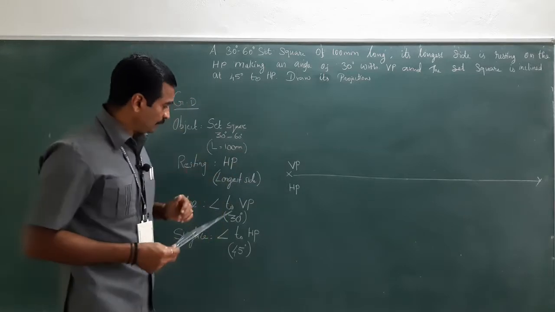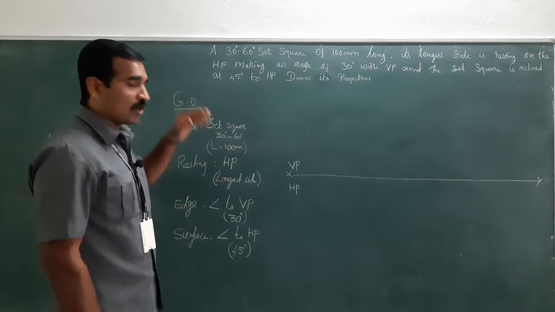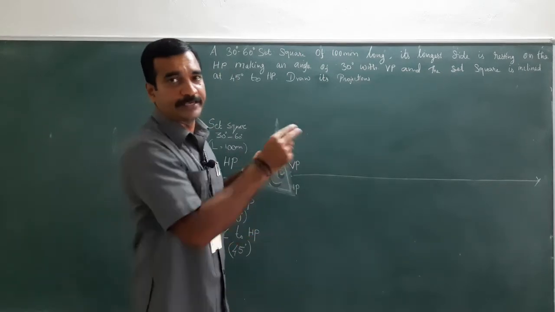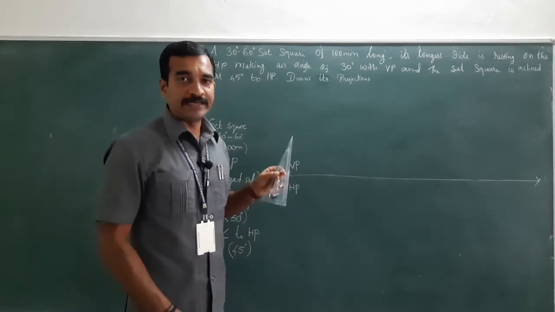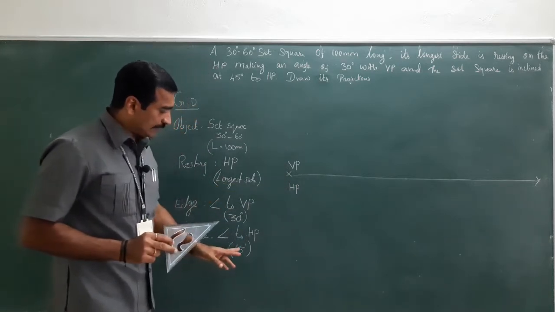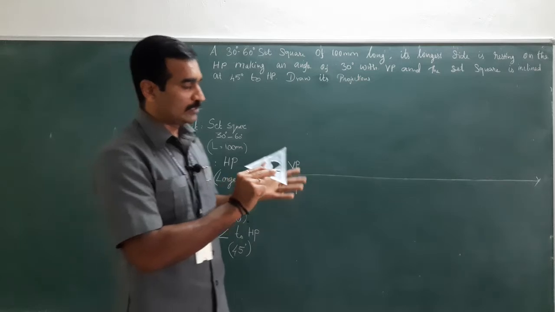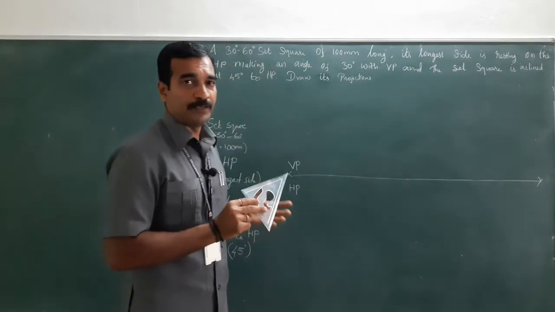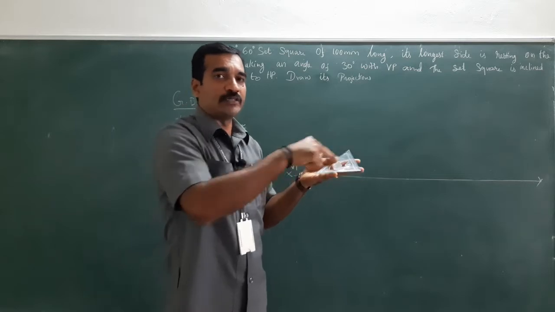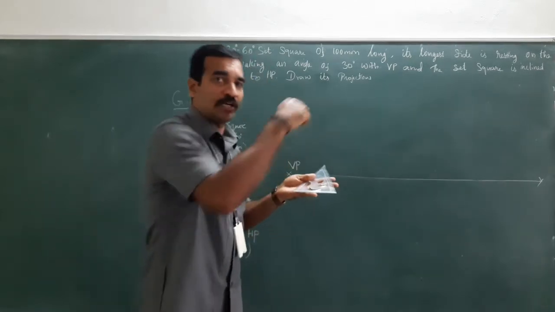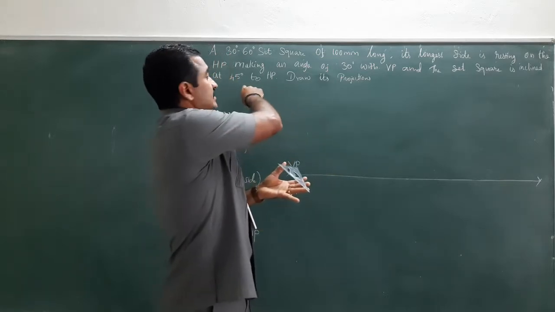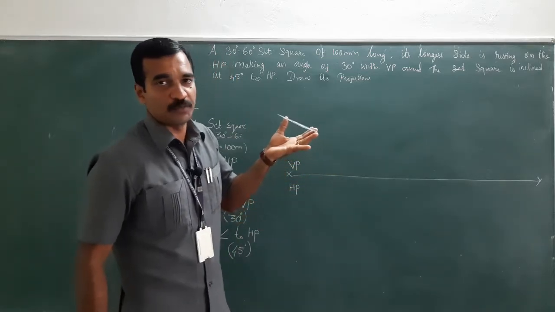How it is positioned? This is resting on HP with one of the longest side. So longest side should be kept on the right hand side. Further, the surface is inclined 45 degree. So it's resting on HP. This is how it is resting. Longer side has been kept on the right hand side as a condition, and it has been tilted at 45 degree. The surface is inclined 45 degree to HP.